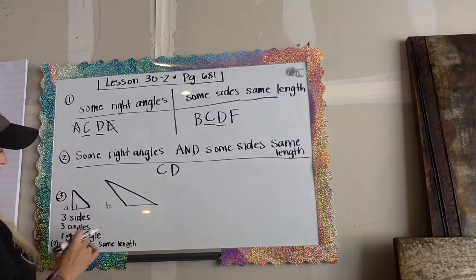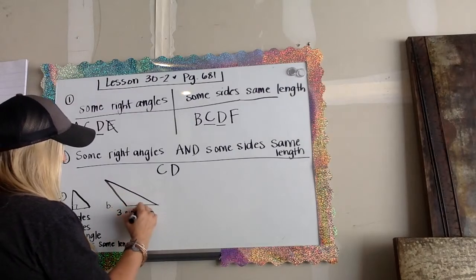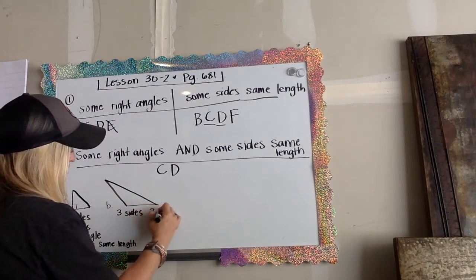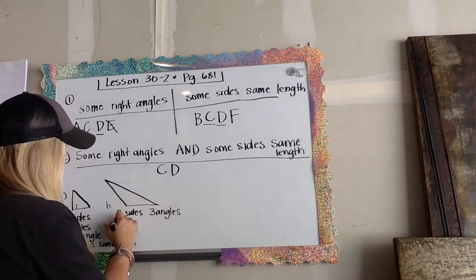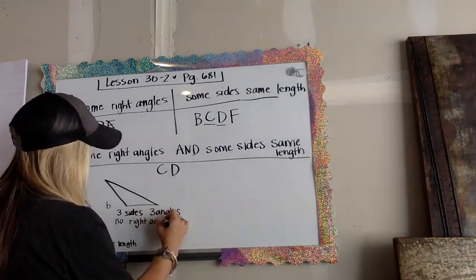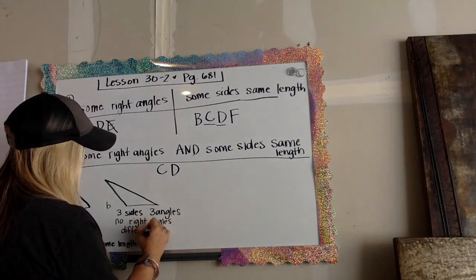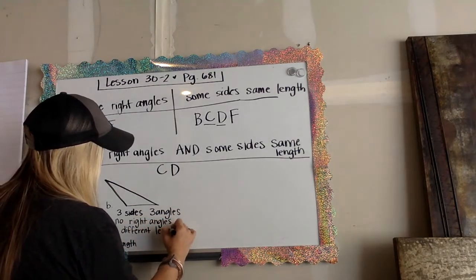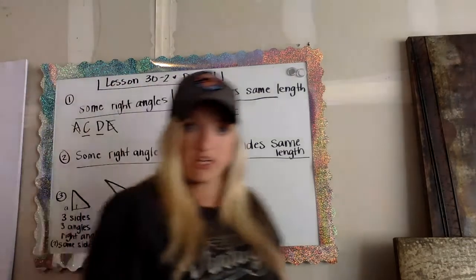Now for letter B, I can also say this one has 1, 2, 3 sides. I can also say it has 3 angles. It has no right angles. And the sides are different lengths. So what they do have in common is that they're both triangles, they both have 3 sides, they both have 3 angles. And other than that, they're different.